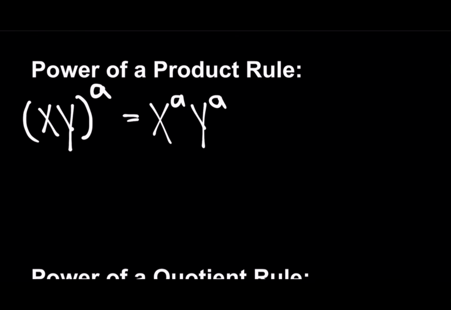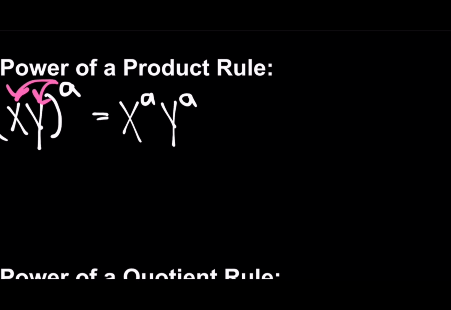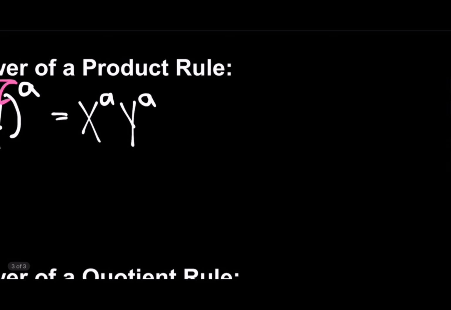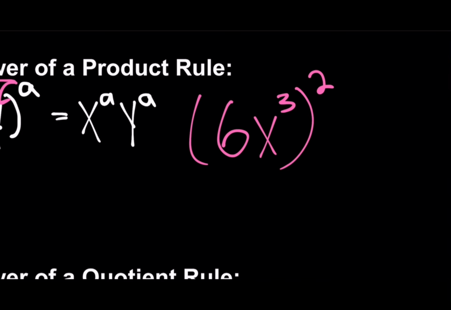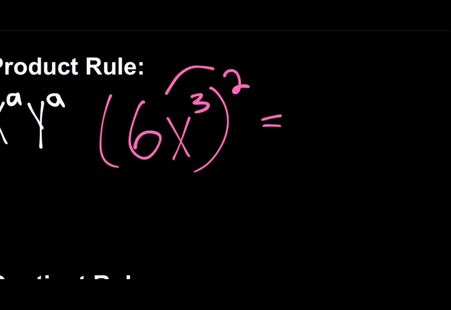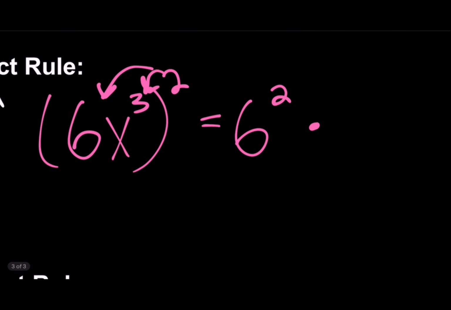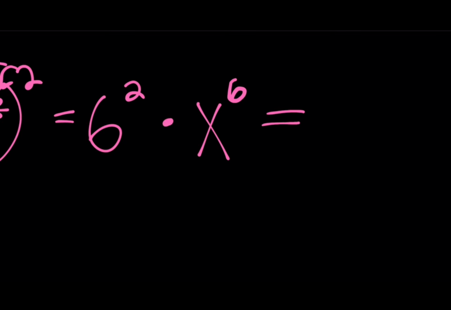So next we have the power of a product rule. That's basically when you're just distributing the exponent. If we have an example of 6x cubed, squared, we're simply just going to distribute the 2. So 6 to the 2nd power times, since we already have a 3 here, we're just going to multiply these two exponents. So x, 3 times 2, which is just 6. And we can simplify that even more. So 6 squared is 36, x to the 6th power.